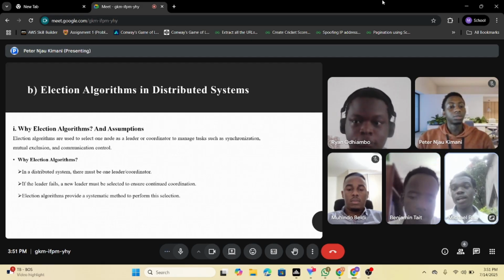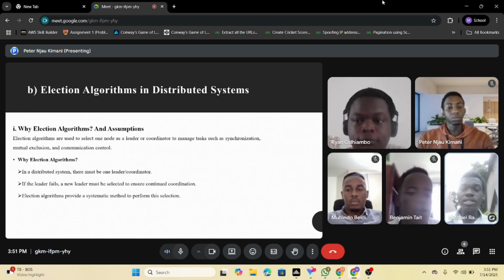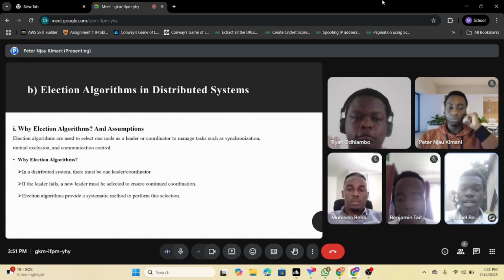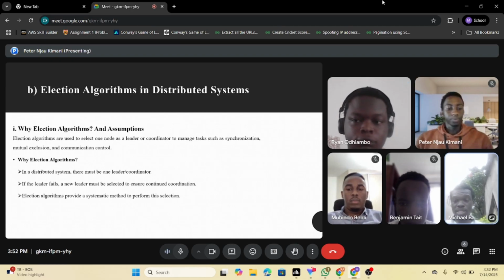All right, so I'll be taking you through the election algorithms and the assumptions. Basically, we know that in systems there is always a leader or a coordinator. These election algorithms are used to select one node as a leader or coordinator to manage tasks such as synchronization, mutual exclusion, and communication control. As we learned in class, there must be one leader, and that's why we must have an election algorithm.